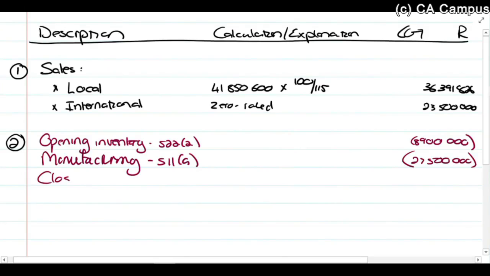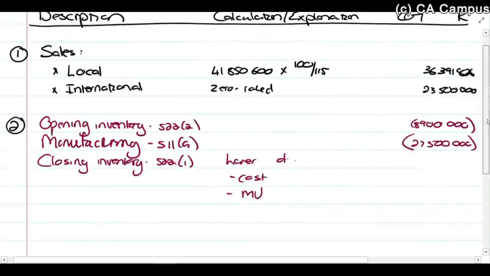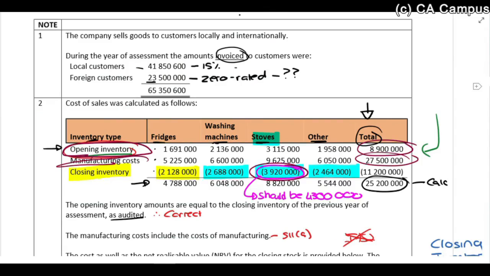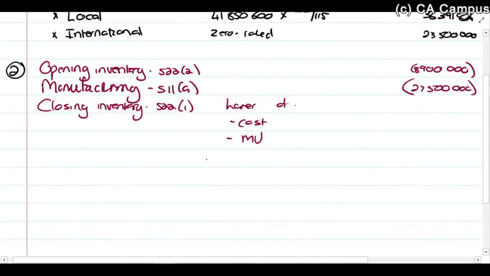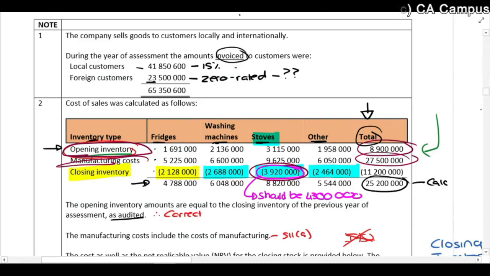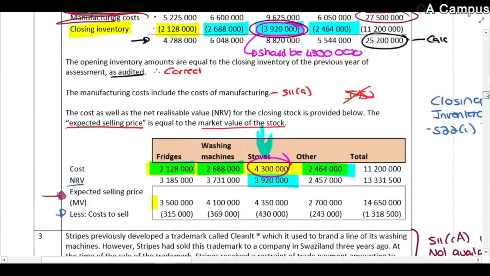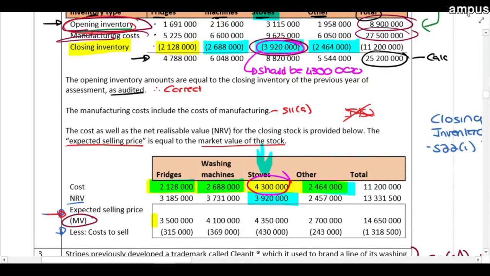And then we have our closing inventory or closing stock. Closing inventory, section 22.1, and the rule says we use the lower of cost or market value. So what do we have here? We've got fridges, washing machines, stoves, and other. So for each of these, we need to use the lower of the cost or the market value. So fridges is 2128.